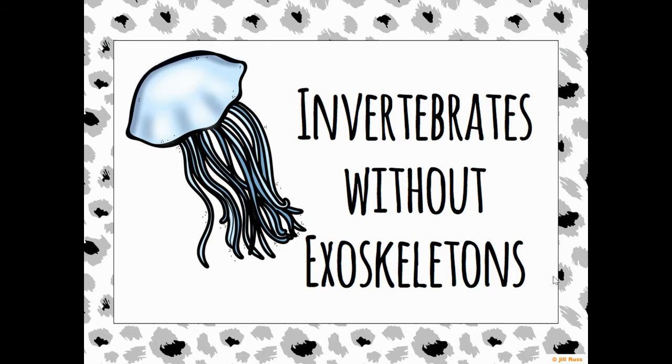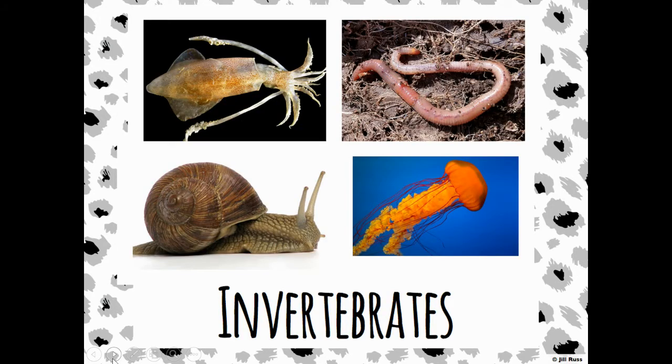Well, today we're going to talk about some invertebrates that do not have that exoskeleton or that outer armor, and what groups make up this group of invertebrates without exoskeletons and how they are surviving. So here are some pictures of invertebrates without an exoskeleton. We have specific groups. We have jellyfish, we have a worm. This kind of looks like, I'm not really sure. We'll find out. We have a snail here.